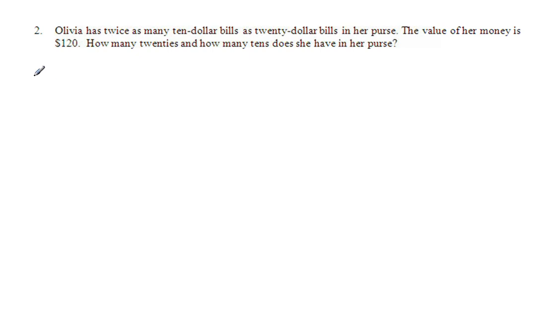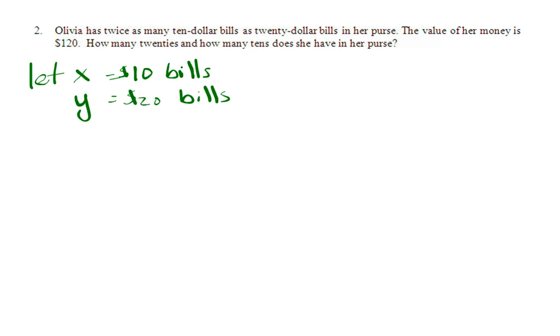So I'm always going to start with a let statement. Let's let T be $10 bills. And I guess 10 and 20 are both T's, so maybe I'll just use X's and Y's. So let's let X be $10 bills and Y be $20 bills. And then let's go here. So twice as many $10 as 20.